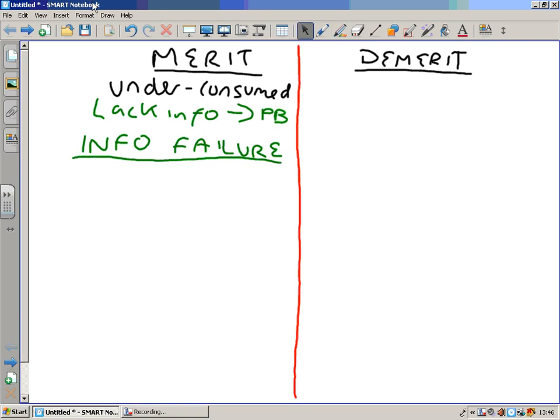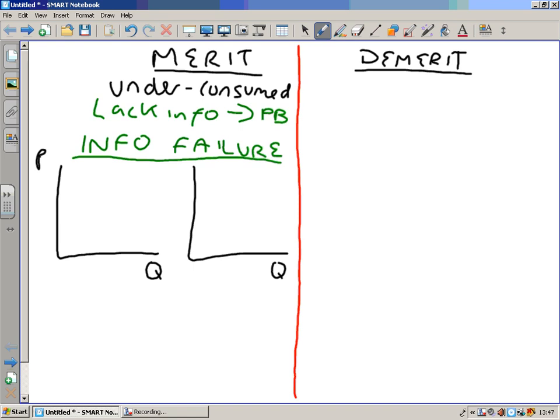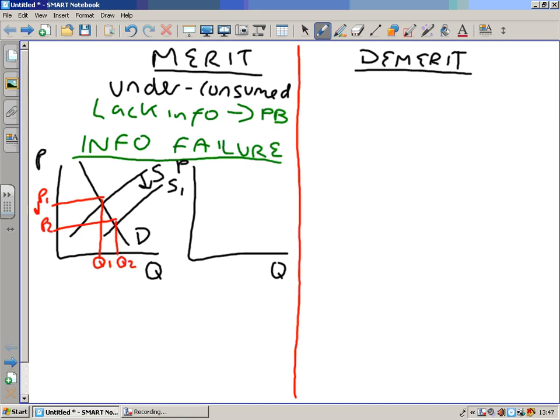Okay, now what we can do again is graph this in a diagram. We've got an easy diagram and we've got a more difficult diagram. We'll do the easy one first of all. So when we have information failure, people are undervaluing merit goods. They're paying P1 and consuming Q1 in a free market economy. We want people to consume more. So if we were to increase supply, maybe through a subsidy, we can lower the price to increase consumption and therefore correct the market failure.